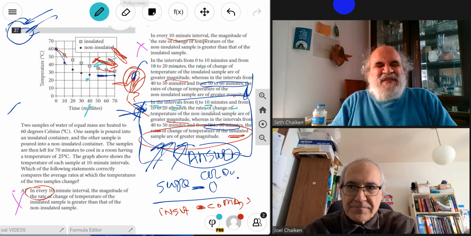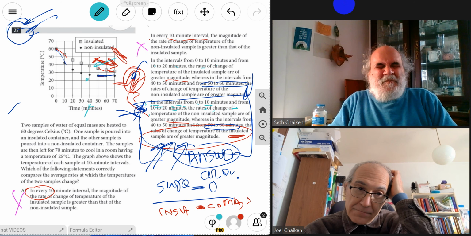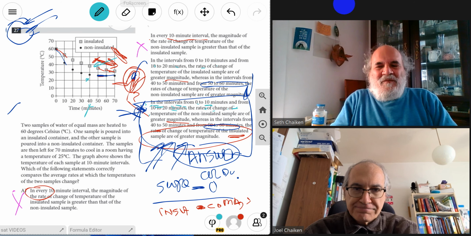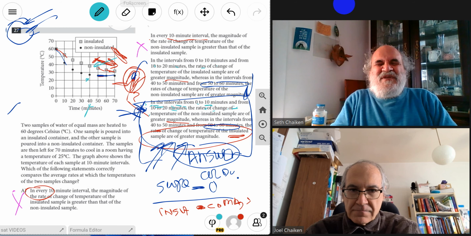So the thing is insulated versus not insulated. For a given difference in temperature, the rate of heat flow is greater for non-insulated barriers than for insulated barriers.